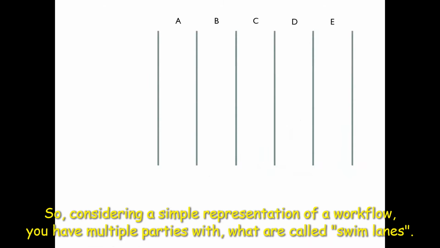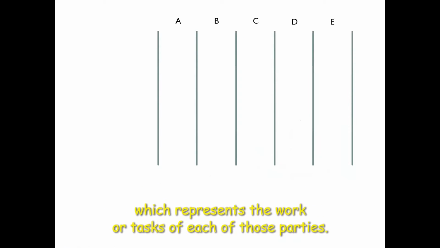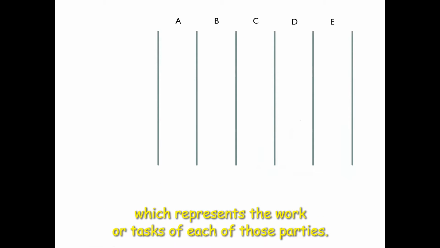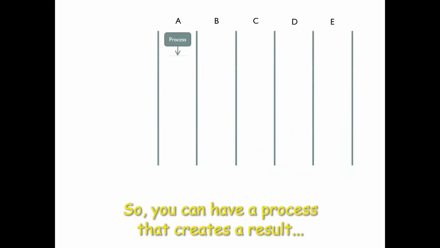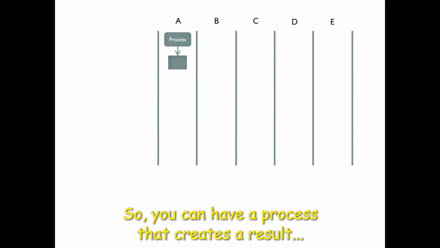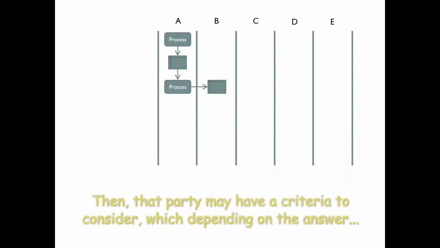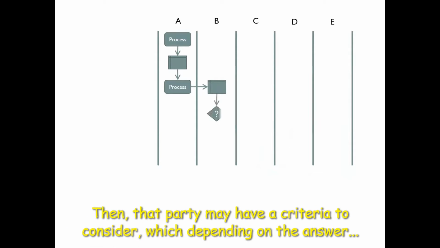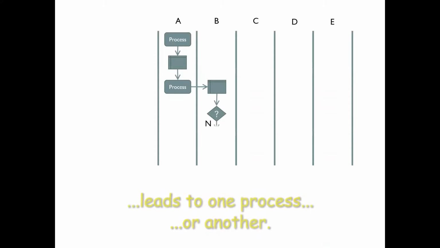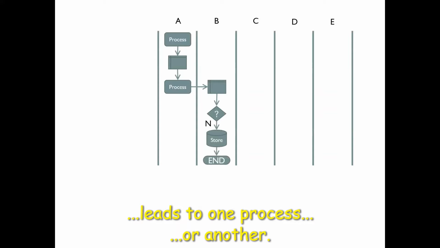So, considering a simple representation of a workflow, you have multiple parties with what are called swim lanes, which represents the work or tasks of each of those parties. So you can have a process that creates a result, and secondarily another process which involves transferring something to another party. Then that party may have a criteria to consider, which, depending on the answer, leads to one process or another.